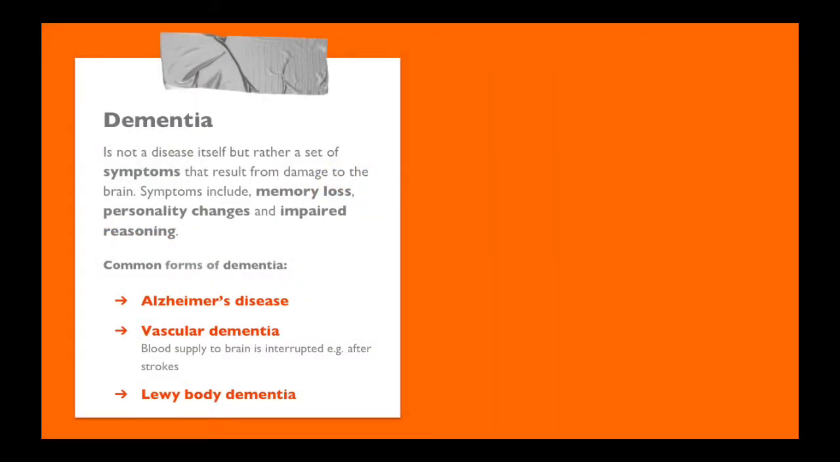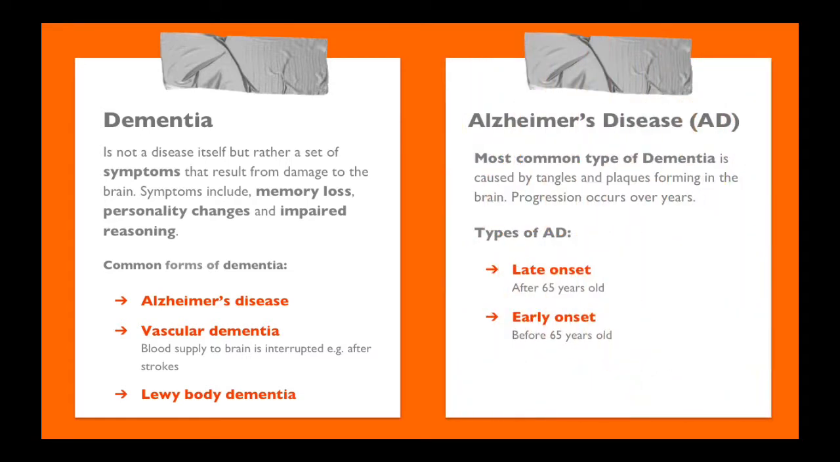Dementia is not a disease itself, but rather a set of symptoms that result from damage to the brain. Symptoms include memory loss, personality changes, and impaired reasoning. There are a few common forms of dementia, including Alzheimer's disease. Alzheimer's disease is the most common type of dementia and is caused by tangles and plaques forming in the brain. Progression occurs over years, and there are two main types, late onset and early onset.